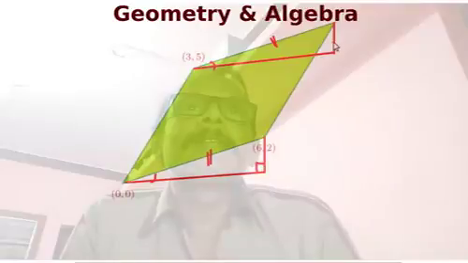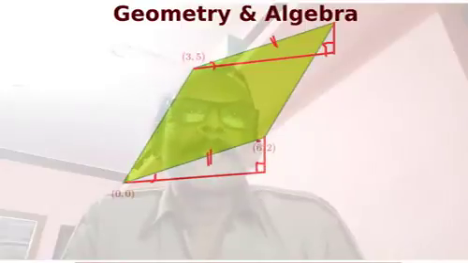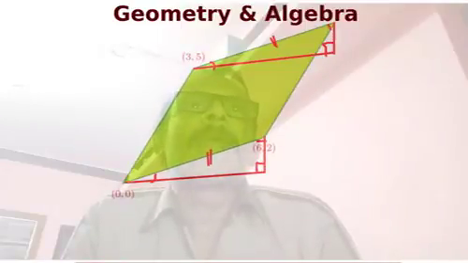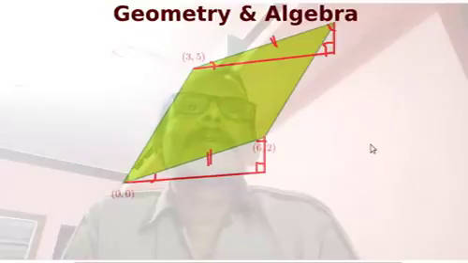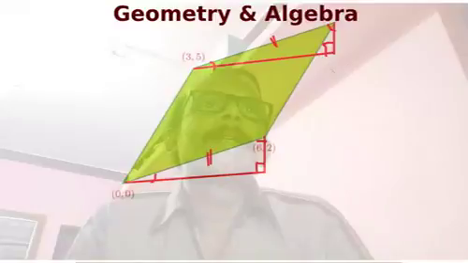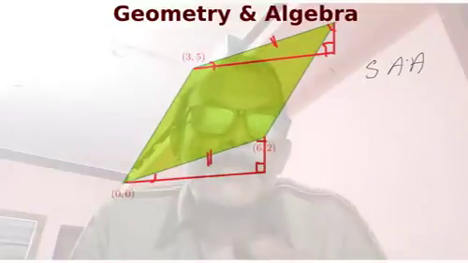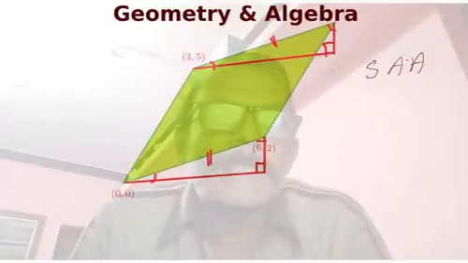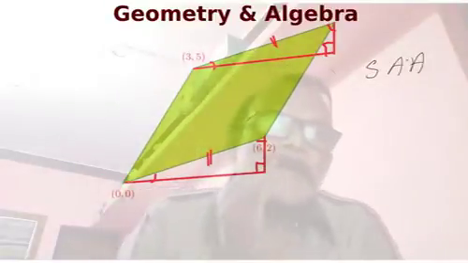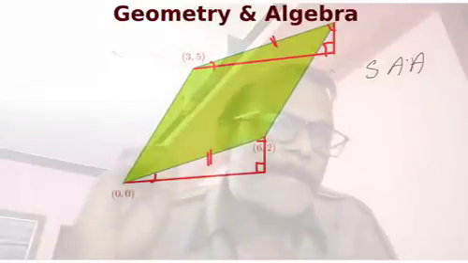We know that this is a right-angled triangle, so this angle is 90 degrees. So in these triangles all the angles are equal and one side is equal. Using the property of SAA congruency, we can prove that these two right triangles are congruent. So the sides which are opposite to the same angles will be of the same length.